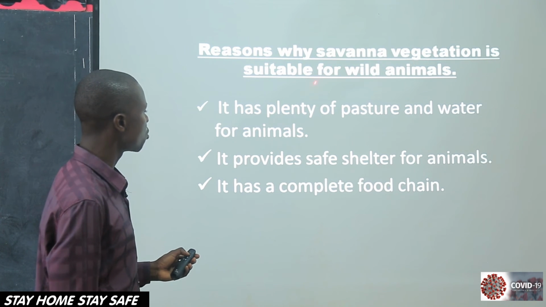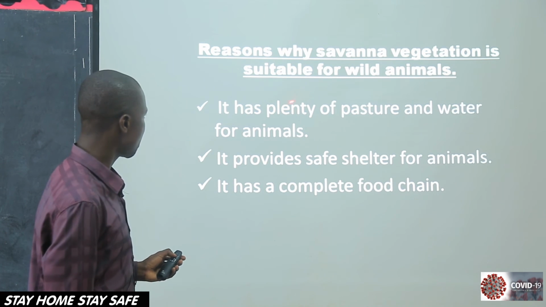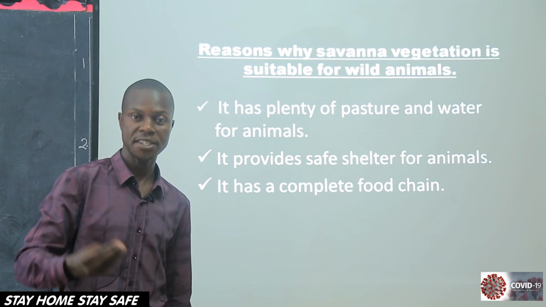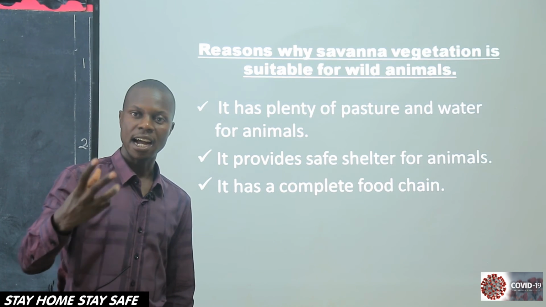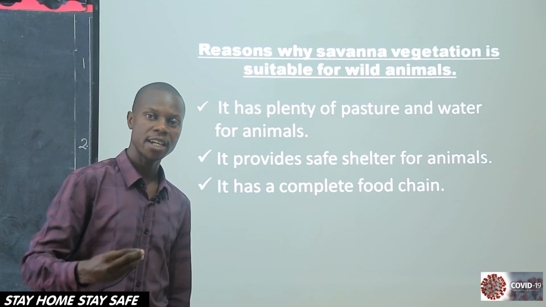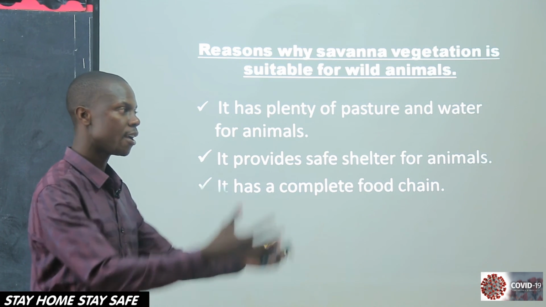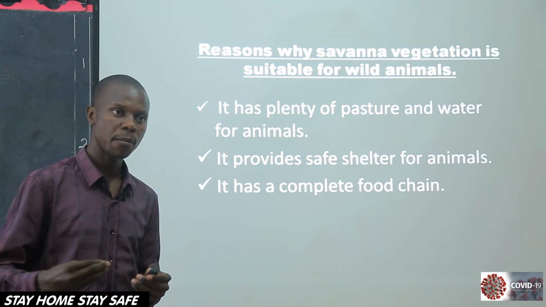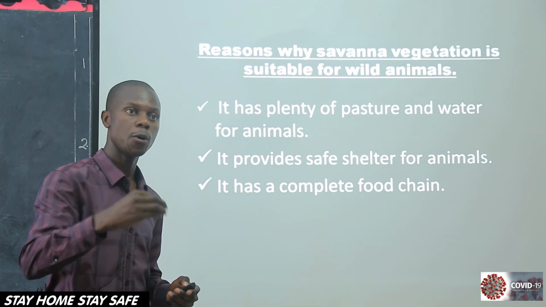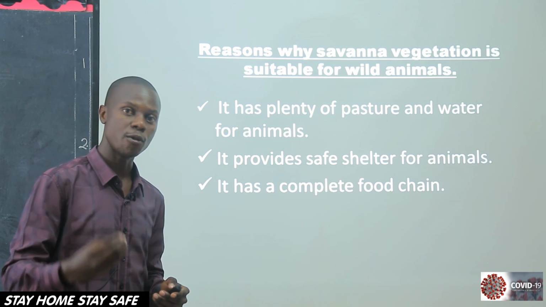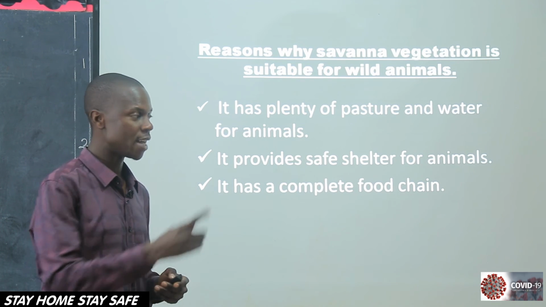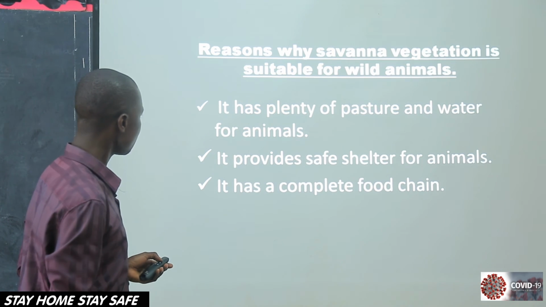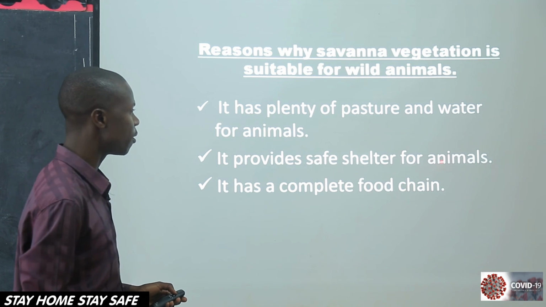Reasons why savanna vegetation is suitable for wild animals. This kind of vegetation has plenty of pasture and water for animals. Remember, most animals feed on pasture. So animals are favored because they can easily get the pasture they feed on. That's why many of them like staying in the savanna region. Likewise, such regions have very many water bodies, and these wild animals need to drink water. Therefore, they would rather choose to stay in the savanna region where they can easily access the water plus the pasture.